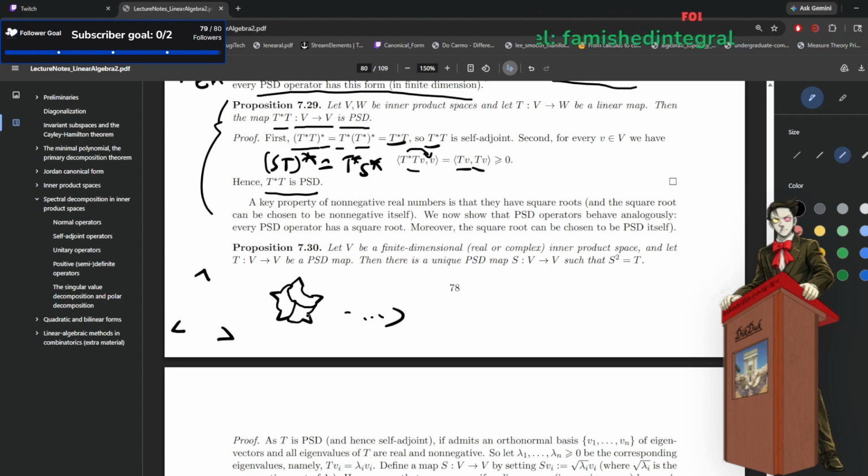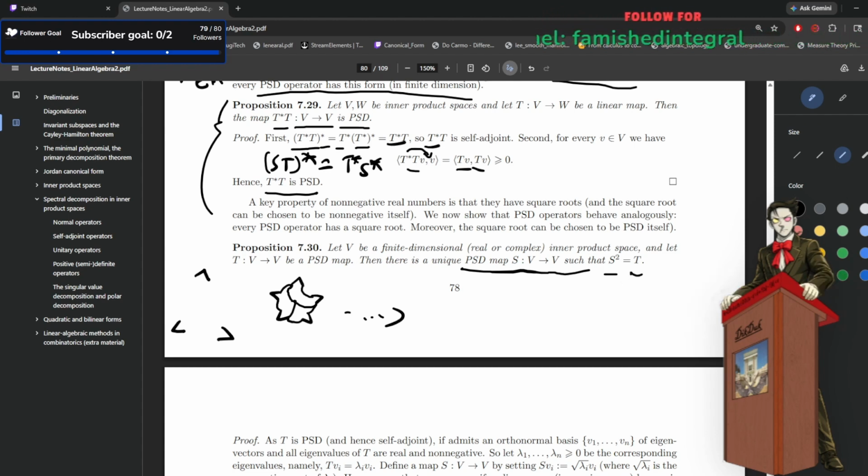Hey fam. Hello, very much back to the starved integral, a starved collection of infinitely small rectangles which add up to an area. Let's continue. Proposition 7.30. Let V be a finite dimensional real or complex inner product space, and let T from V to V be a positive semi-definite map. Then there's a unique positive semi-definite map S from V to V such that S squared is equal to T.